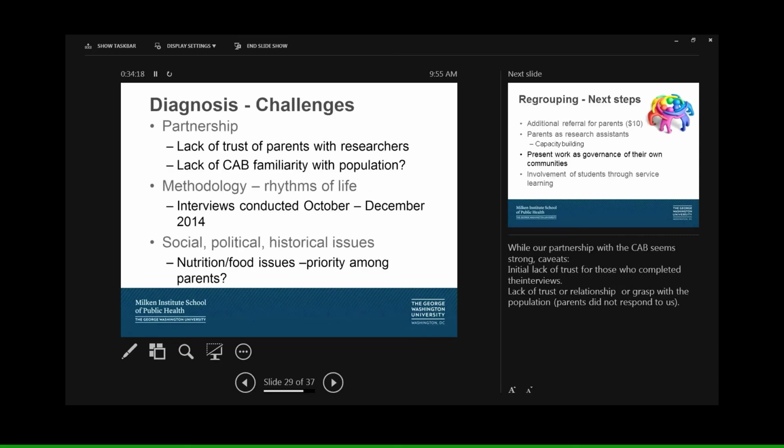So my diagnosis of these challenges is that there's definitely a lack of trust between the parents and us, the ones conducting the research. I started conducting the interviews, then I had research assistants that I trained to do that. And I also wonder about the CAP's familiarity with the population, just the fact that they have been able to identify 10 parents and not more. So I'm exploring that option too. The interviews were conducted in October through December, so there's a question of seasonality, and I'm going to retake that in January.